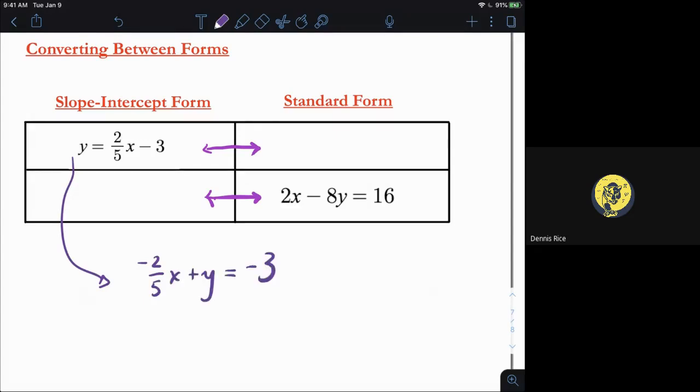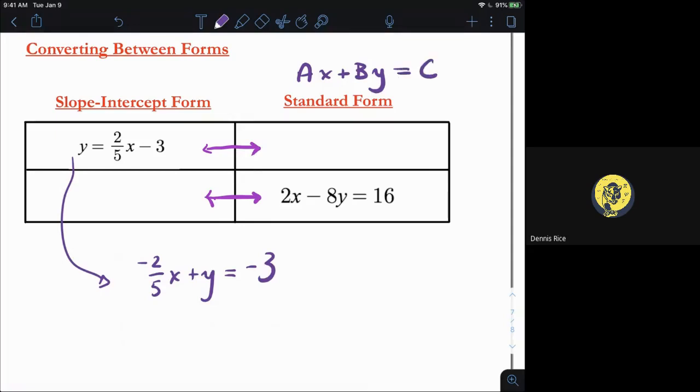So we're already pretty close to being in standard form. You might say, hey, isn't that already in standard form? You have x and y on the same side together. So once again, all I did was subtract the 2/5 x. Because remember, standard form looks like this. Standard form has x, y, and then the number on the right.